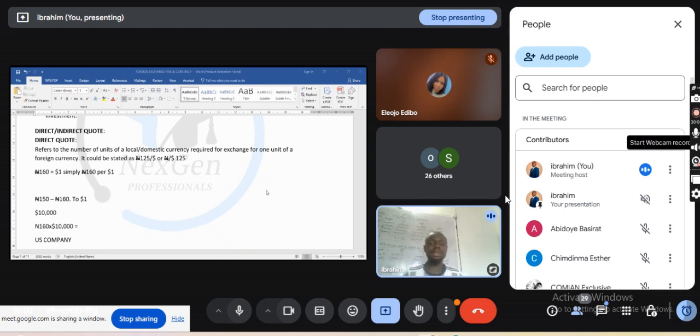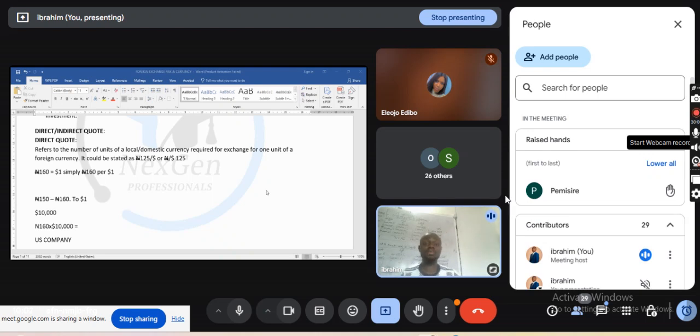Even in real life, it is only in textbooks or in some other text that you will see that. For the purpose of the ICAN exam, they can give you 160 to 1, or they can give you $1.2 and all that, right?